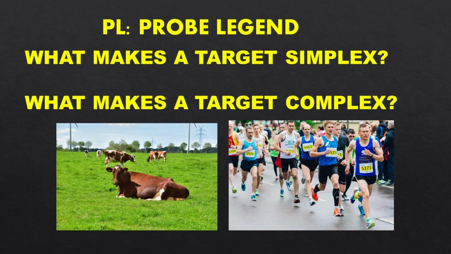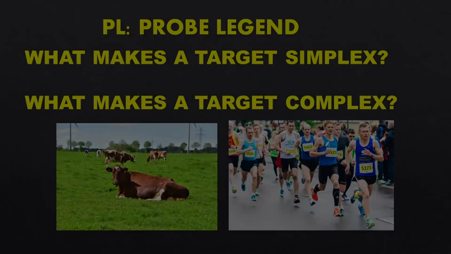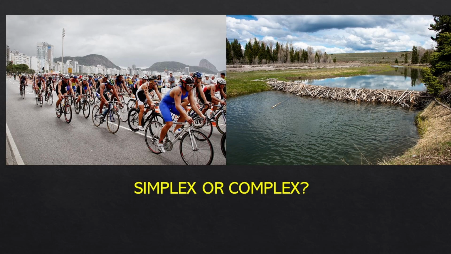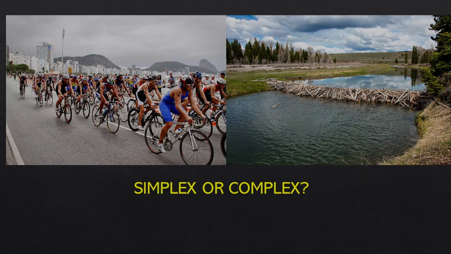So what makes a target simplex? Not a lot of movement, not a lot of entities or textures or structures or obstacles. There's not a lot happening. It's simple to capture what's happening. Sometimes in a complex target, you might have a sense of movement and motion. Often a simplex target will be still, not a lot of things moving around, not a lot of different components to it.